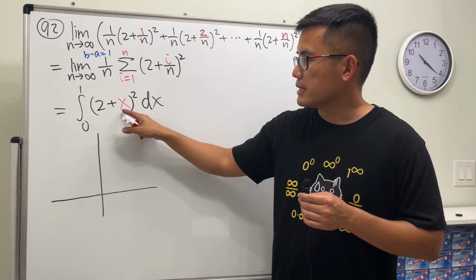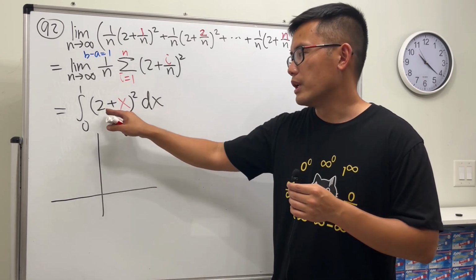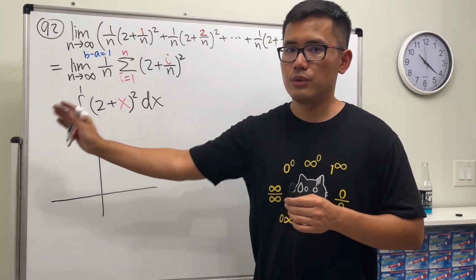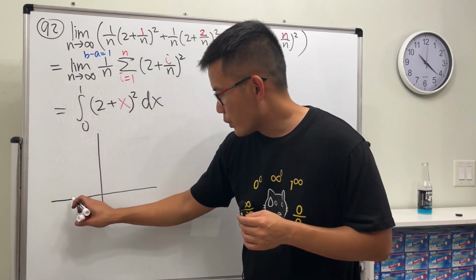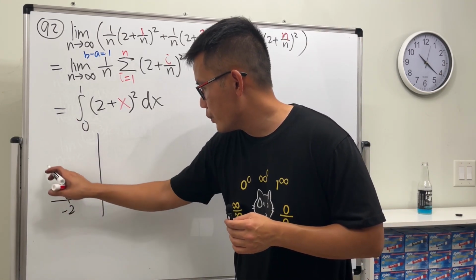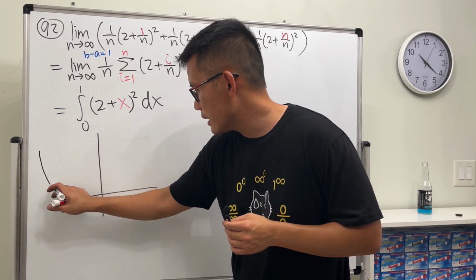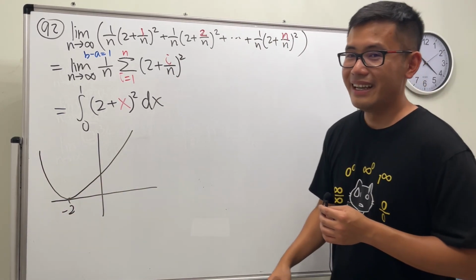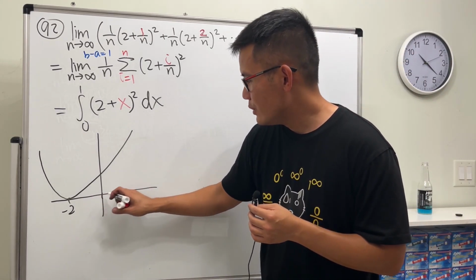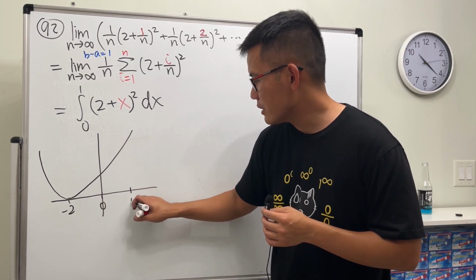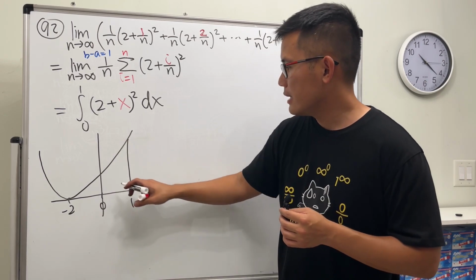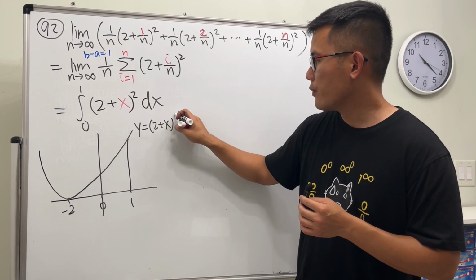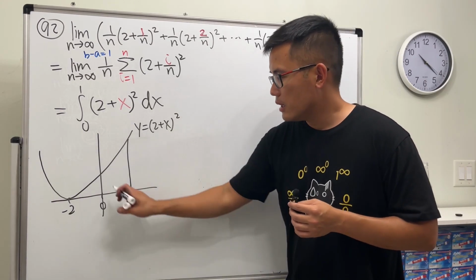If you graph 2 plus x squared, it's just like you have a parabola, but you put it to the left 2 units, right? So when x is negative 2 here, we have a parabola, something like this, okay? And I'm saying that the region that we want is from here to here, 0 to 1. And then have a look. This is y equals 2 plus x to the second power.